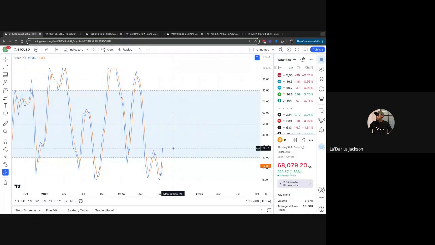So right now, again, with the news of Biden stepping down, you can see that Bitcoin is actually green. That means that the Bitcoin related stocks should be green as well, because the higher Bitcoin goes, the more valuable the companies that allow you to buy Bitcoin are going to be.